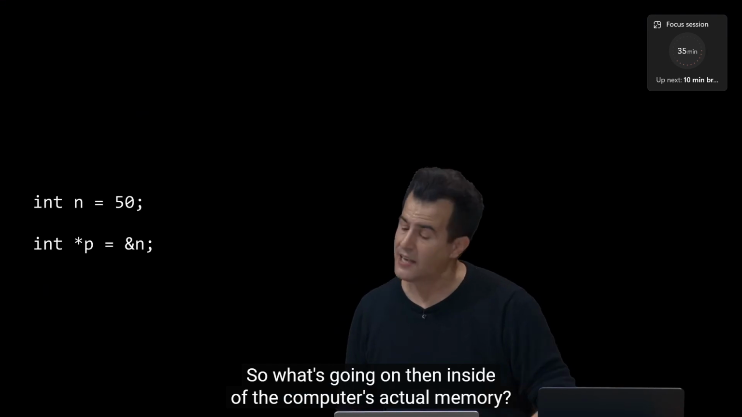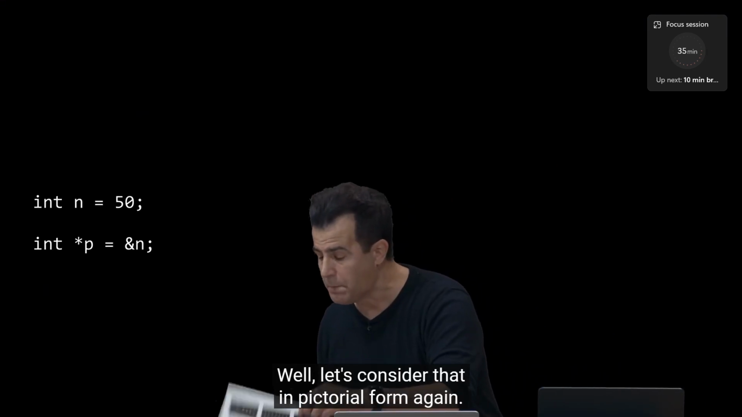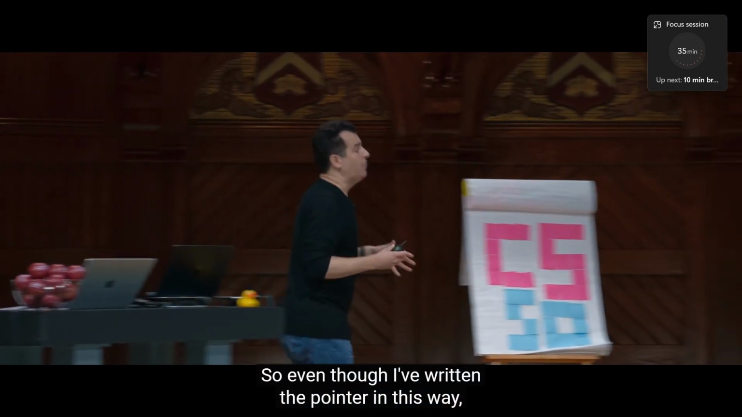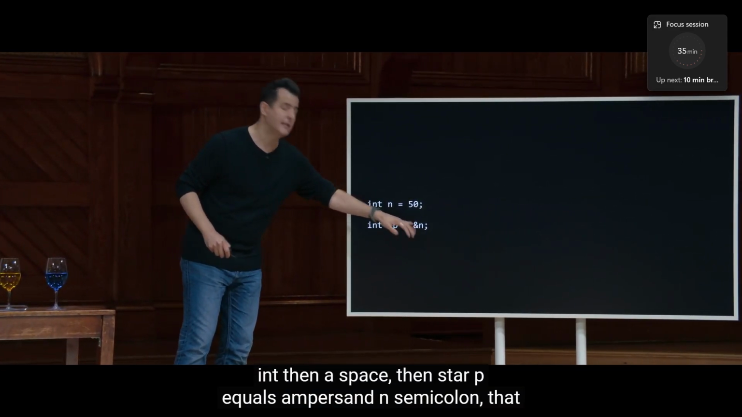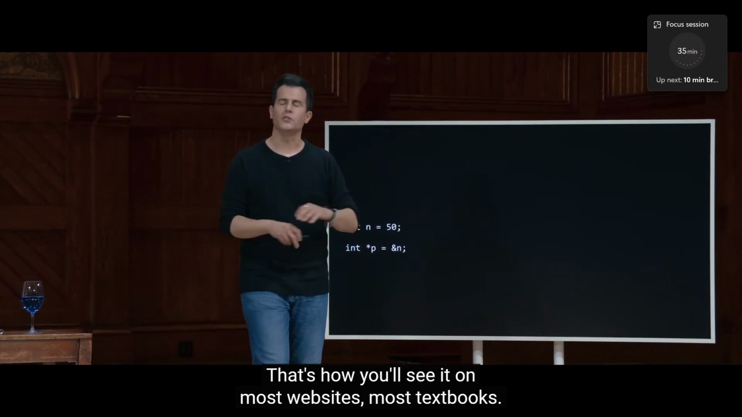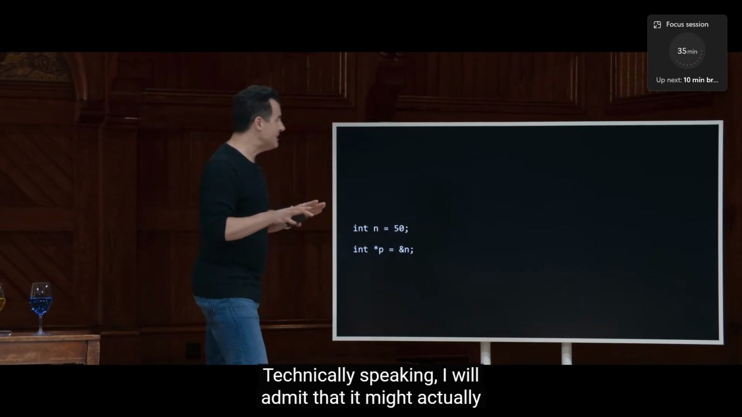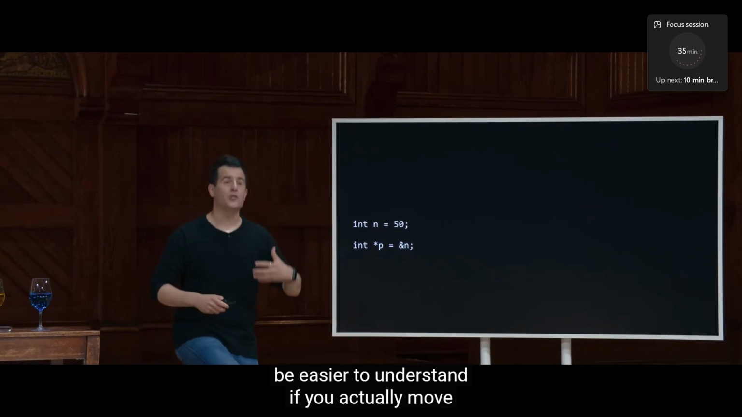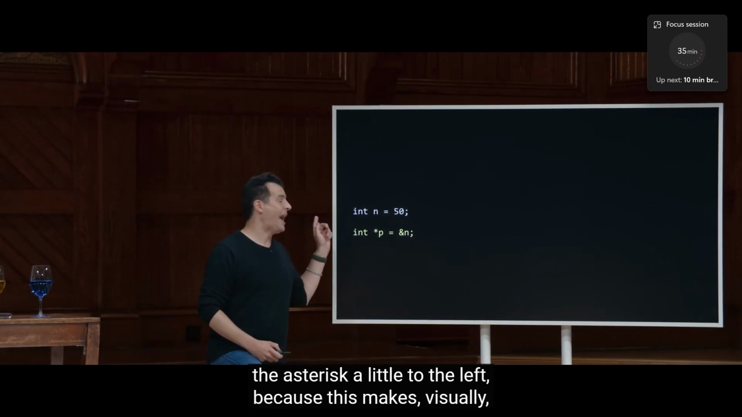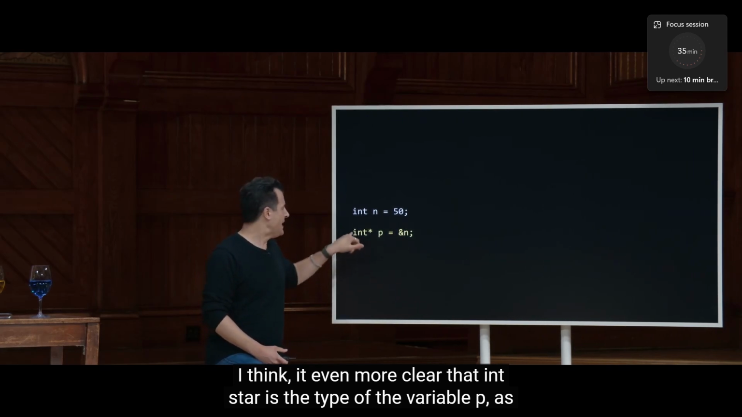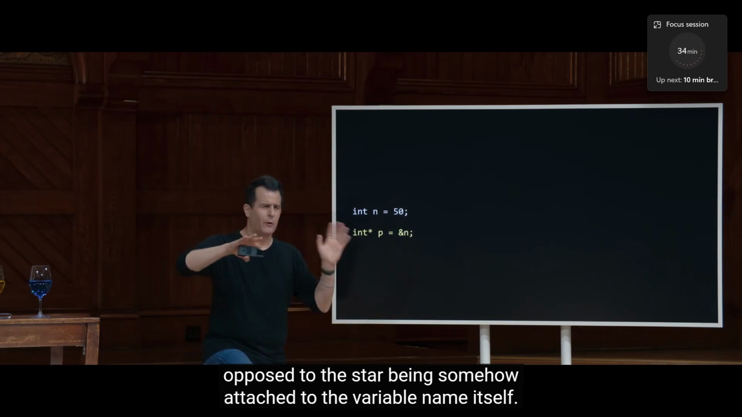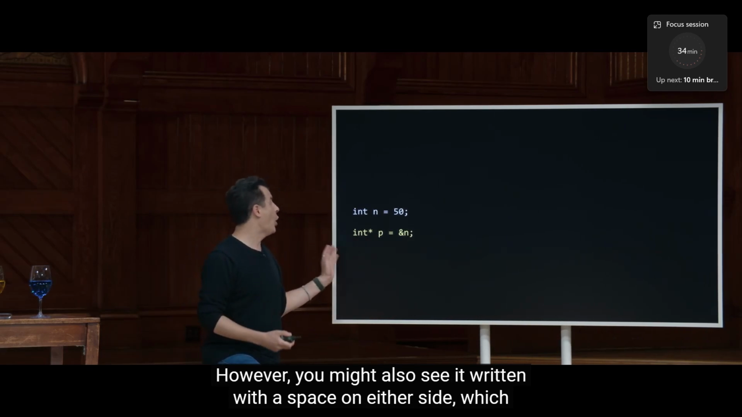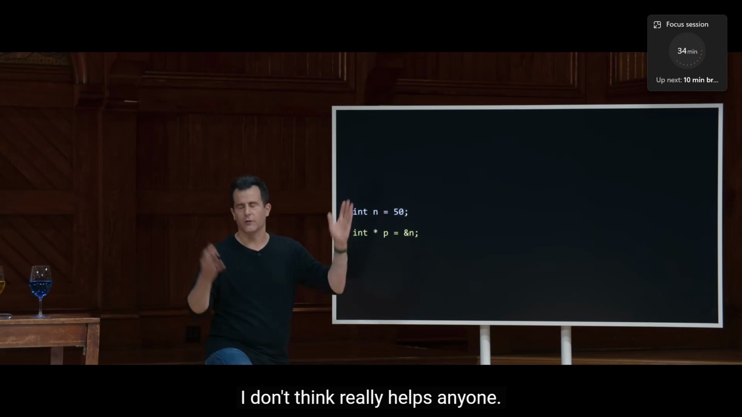So what's going on then inside of the computer's actual memory? Well, let's consider that in pictorial form again. So even though I've written the pointer in this way, int, then a space, then *p = &n; that is the conventional way. That's how you'll see it on most websites, most textbooks. Technically speaking, I will admit that it might actually be easier to understand if you move the asterisk a little to the left, because this makes visually, I think, it even more clear that int * is the type of the variable p, as opposed to the star being somehow attached to the variable name itself. However, you might also see it written with a space on either side, which I don't think really helps anyone.